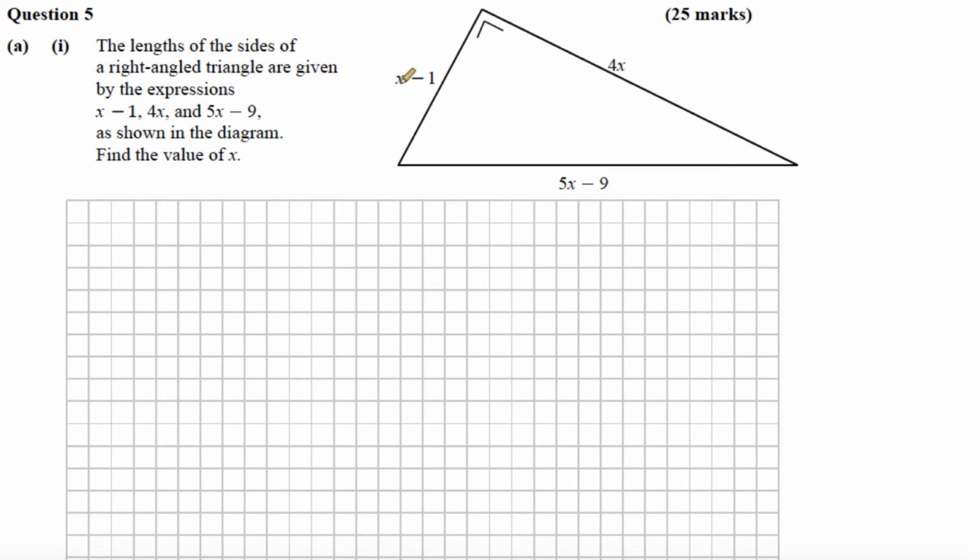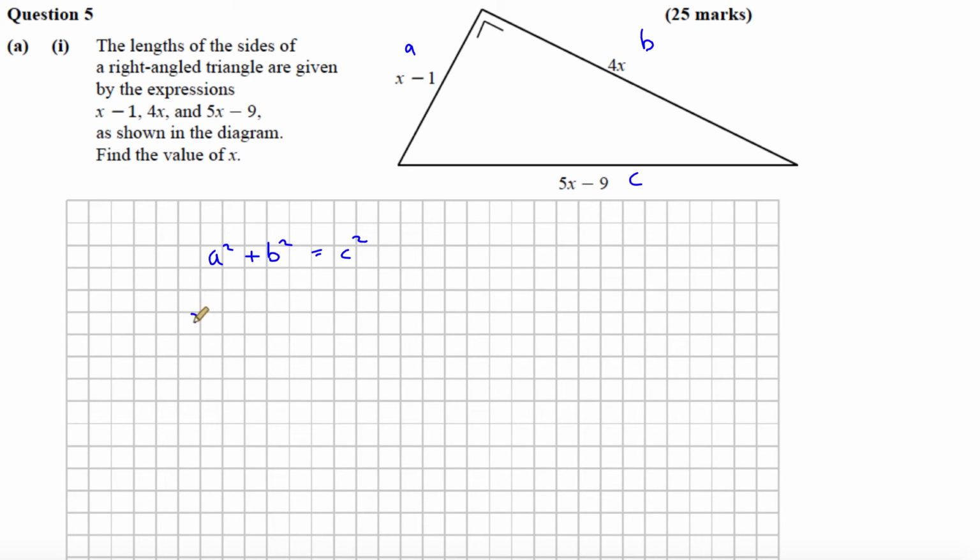Okay, well we know that this is a right angle triangle, so we can use Pythagoras here. If we call this side A, this side B, and this side C, Pythagoras says that a squared plus b squared is equal to c squared. So we're going to set this up.